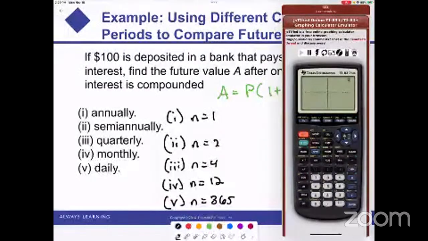I gotta wait for it to finish whatever it's doing. Okay, thank you. All right. I think I already have it in here.